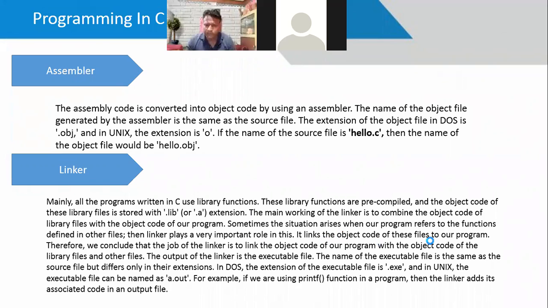So it links the object code of this file to our program. Therefore, we conclude that the job of the linker is to link the object of our program with the object code of the library file and other files. The output of the linker is the executable file.